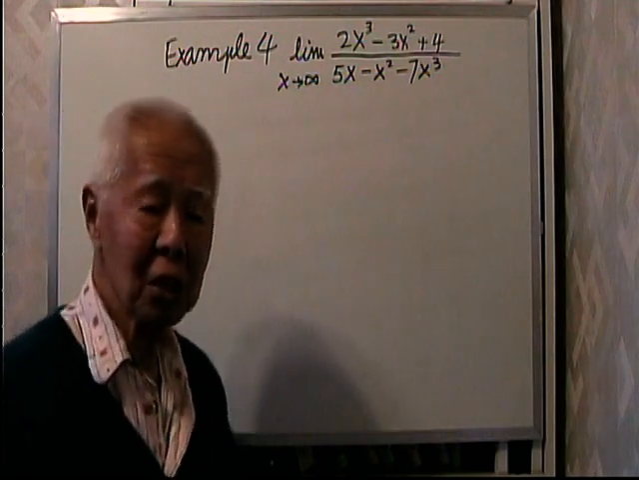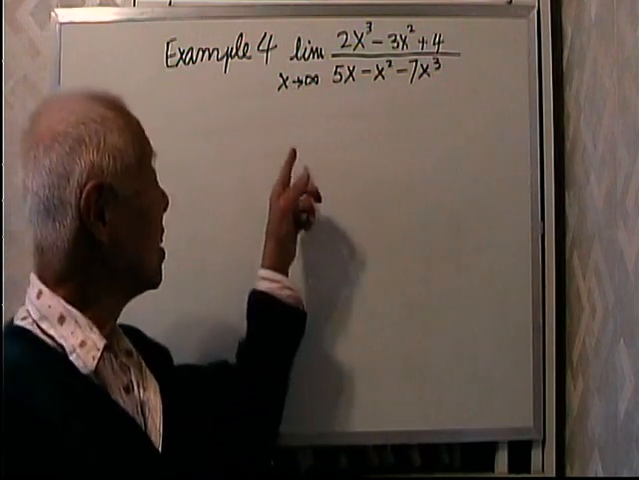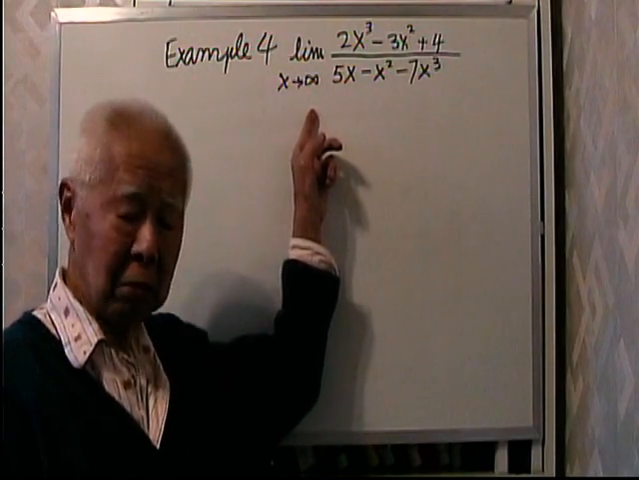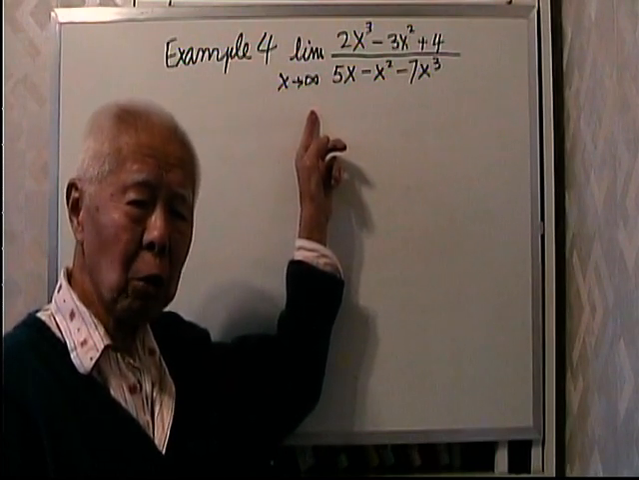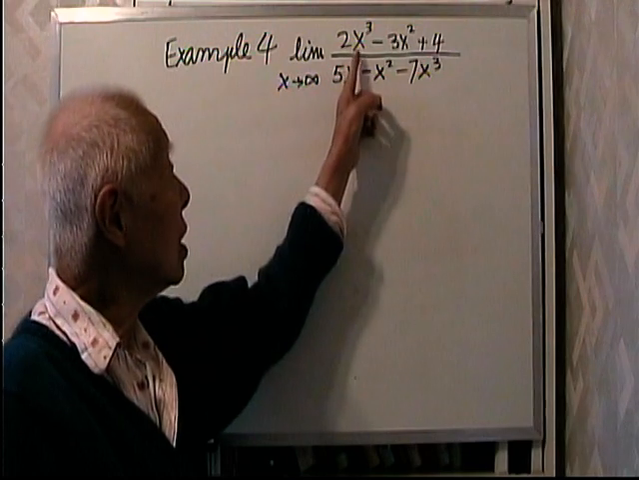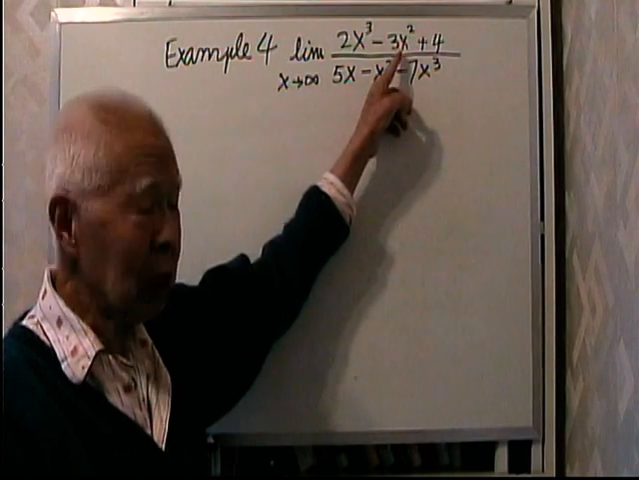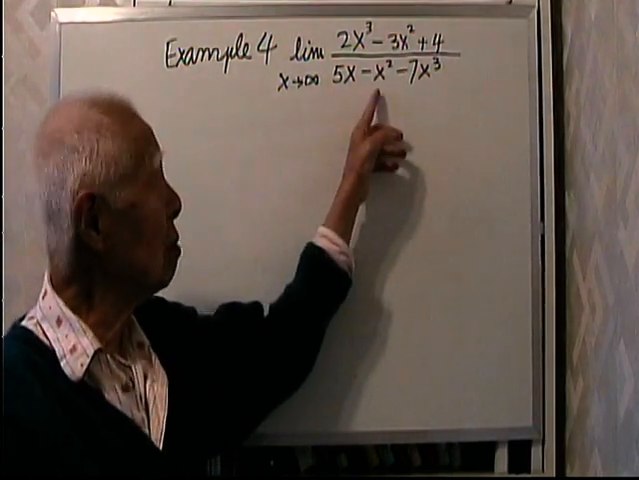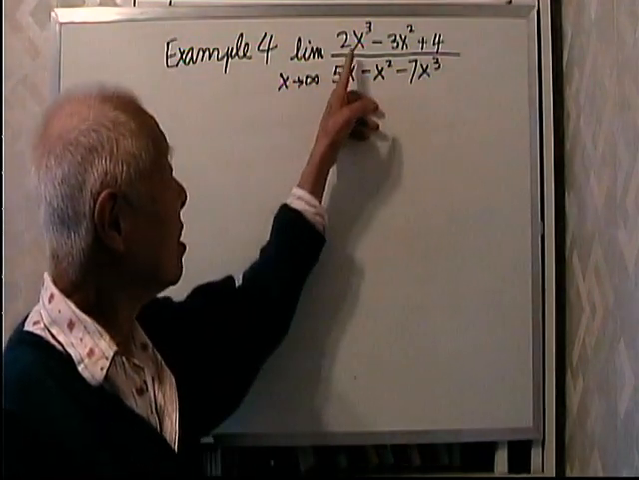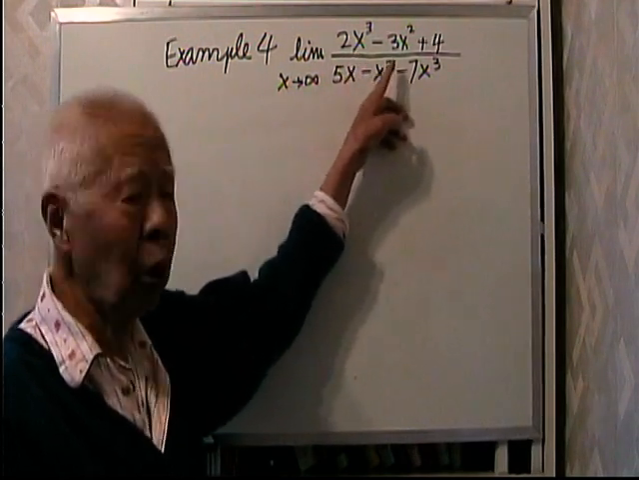This is slightly different from the 3 examples before. Here, x goes to infinity. What is infinity? Infinity is a number which is very, very large. So, this x becomes a very large number. But look at the power. This x goes to power 3, and this x only goes to power 2.